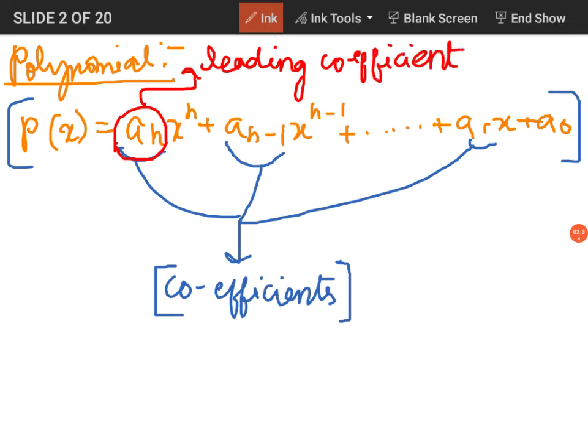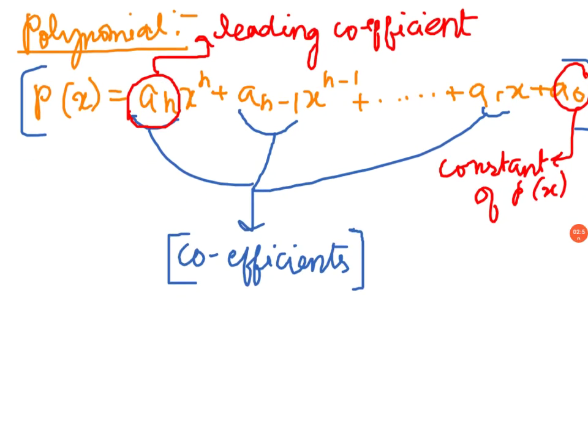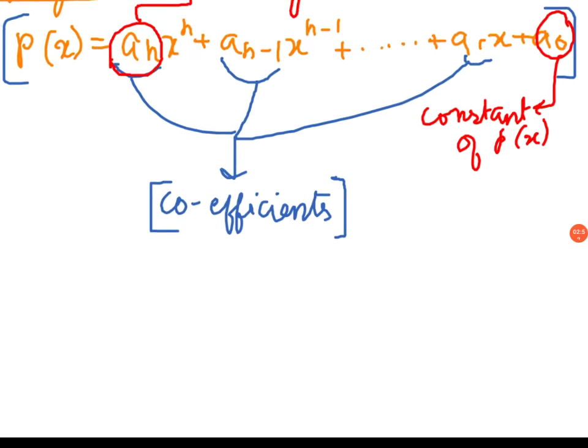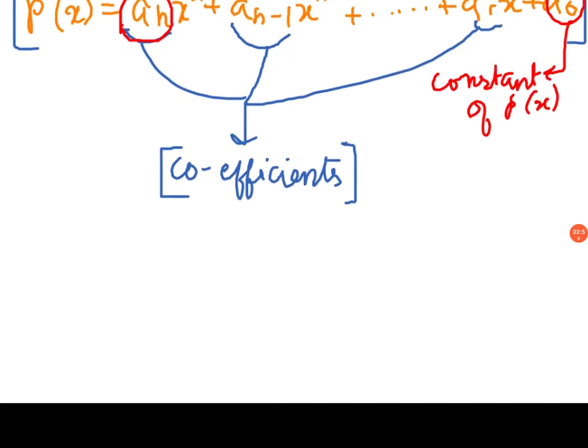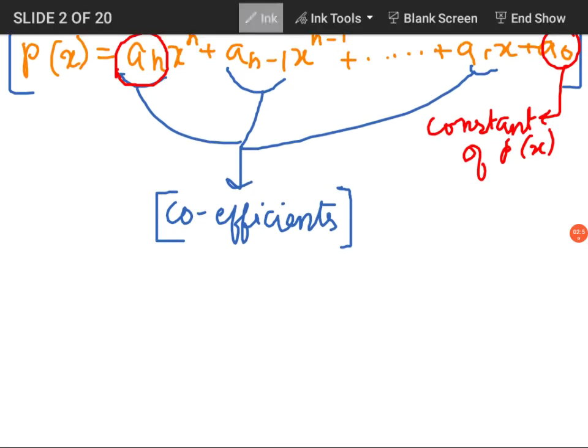Now just remember that a_n is known as the leading coefficient, and a naught that you see right here is known as the constant of the polynomial. This is the constant of p of x. Correct? Now let us define the conditions through which we can say that this expression is a polynomial and this expression is not a polynomial. So what are the conditions to identify a polynomial? First one being a_n is not equal to 0. The leading coefficient cannot be equal to 0. We'll talk about that in a while again.